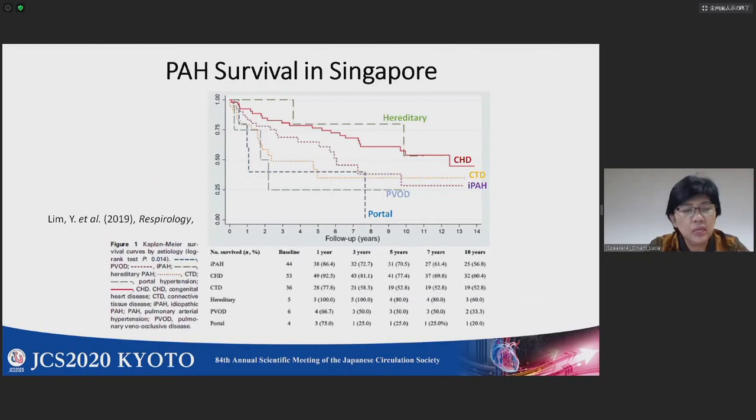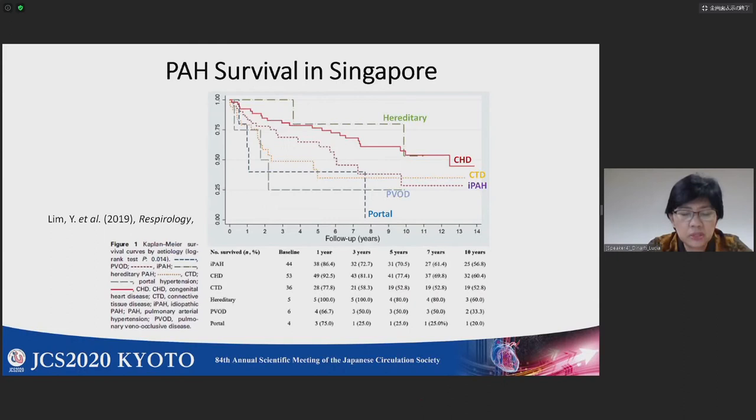Then we talk about PAH survival. We got four publications in Asian countries. First is PAH survival in Singapore, published by Lim in 2019. From this data following a 14-year cohort from Singapore, we see that at 7 years, hereditary PAH has the highest survival rate, 80%. However, after 10 years, congenital heart disease shows the highest survival rate among other etiologies, which is 60.4%.